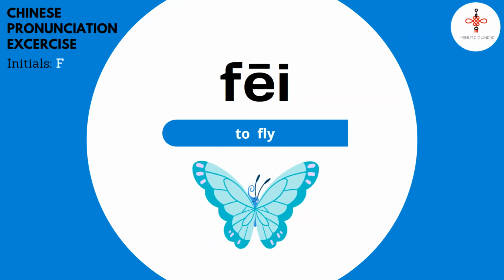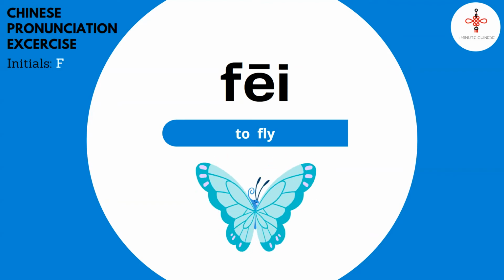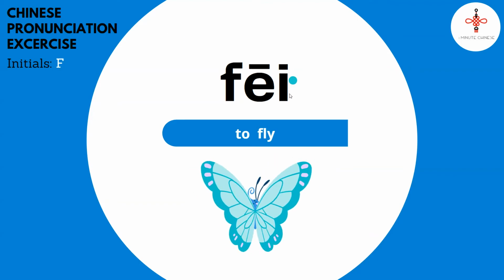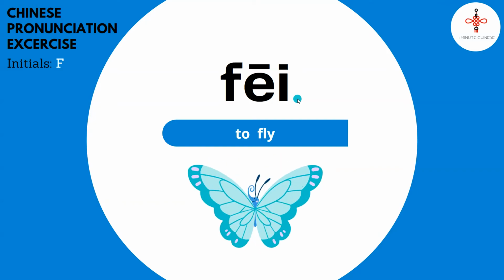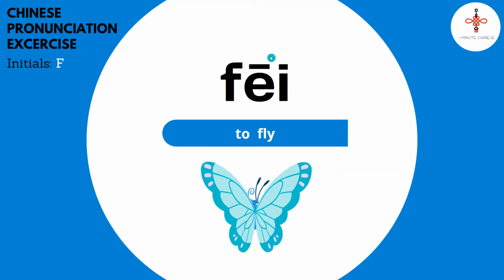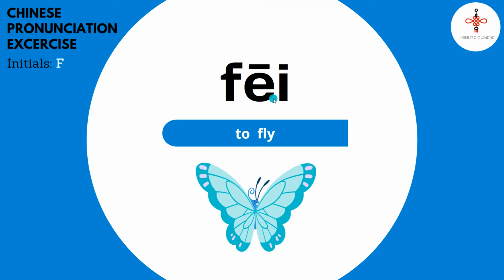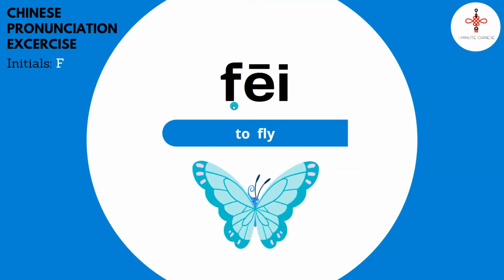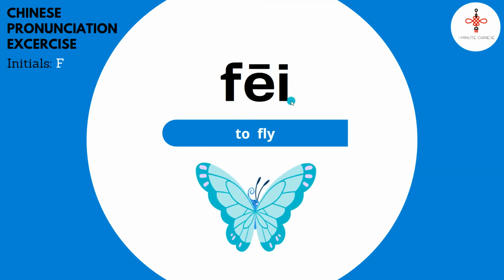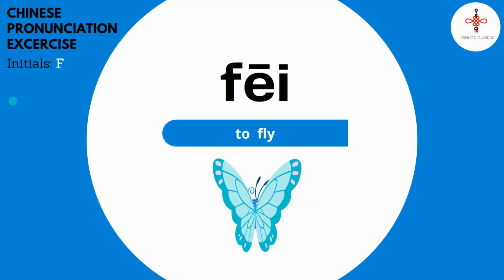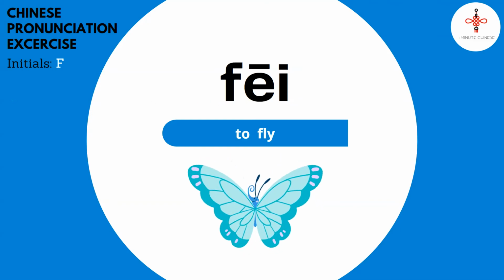Pronunciation exercise for F sound. Let's combine the initial F, the final A, and the high pitch first tone all together. F, A, fei. Repeat after me. F, A, fei. Fei, fei, fei. Fei is to fly in Chinese.